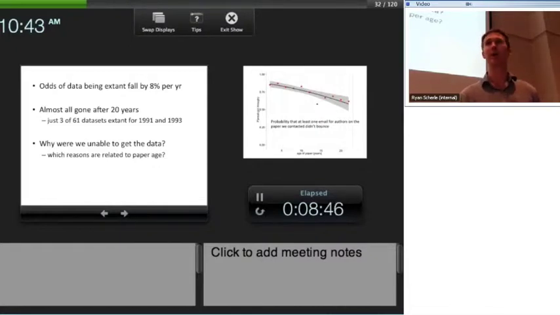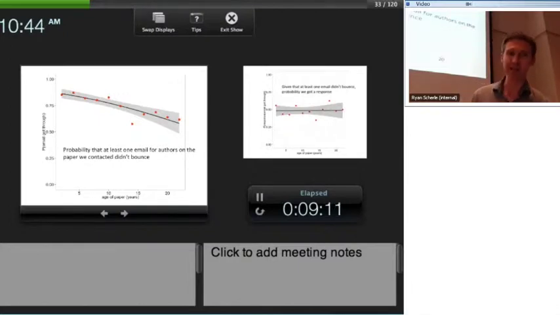Why were we unable to get the data? So this is where we start digging into it and finding out what the causes of data disappearing are. And that is, to put it a different way, which are related to paper age? Which of the reasons for the data disappearing show a decline with time?